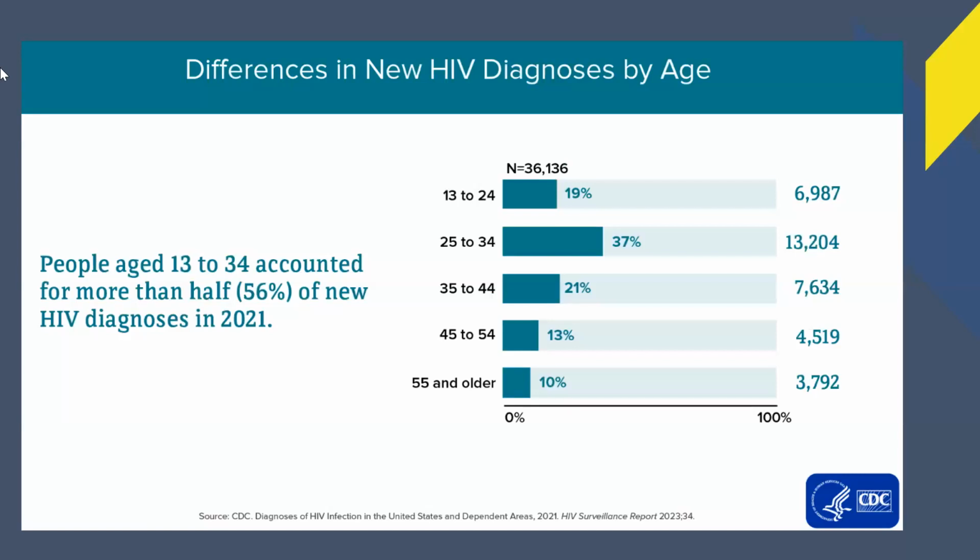With respect to differences in new HIV diagnoses by age, people aged 13 to 34 years accounted for more than half of the new HIV diagnoses in 2021. Between the ages of 13 and 24 is 19%, and between the ages of 25 to 34 is 37%. The fact that more than half of the new diagnoses are occurring among folks 34 and younger is also something to be aware of as a prevention worker.